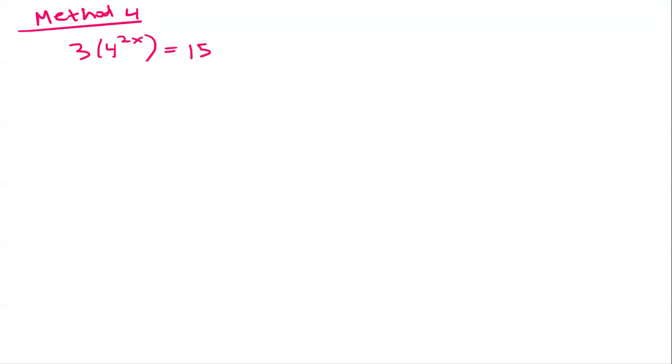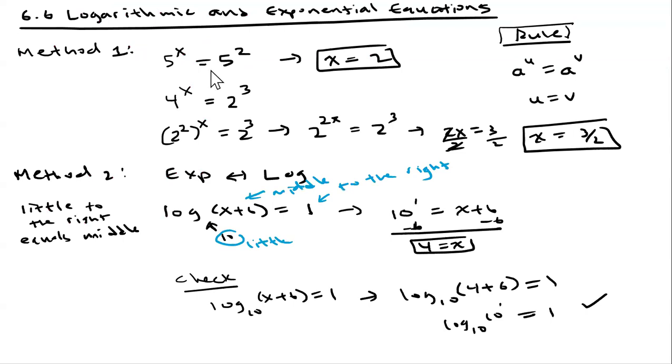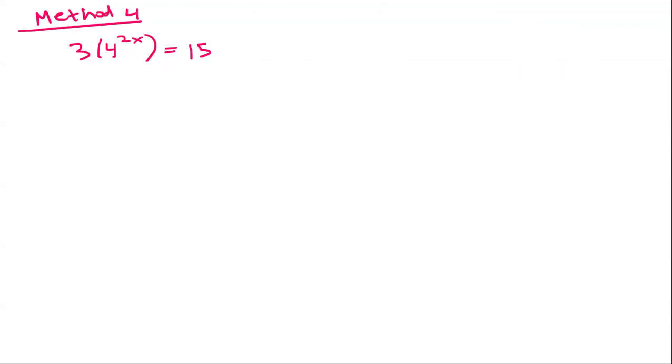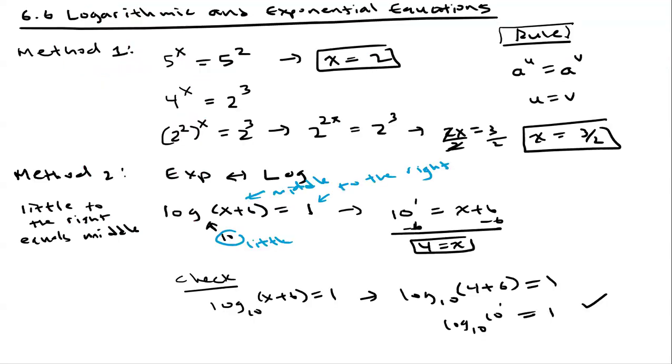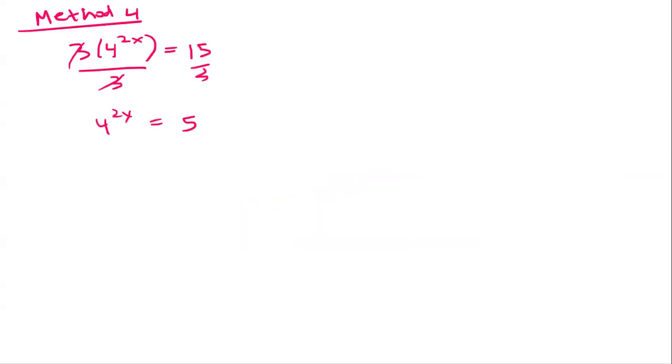Okay, so as I mentioned, one of the things we can do is try to make the bases the same. Method one. But there's a 3 in the front, so what we need to do is divide both sides by 3, and that gives us 4 raised to the 2x equals 5. But again, if we try to apply method one, it's not going to work because there's no way I can make 4 equal to 5 and 5 equal to 4. I can write 4 as 2 squared, but 5 I can write as 5 to the first power, or even 1 over 5 to the negative 1. So that's not going to work.